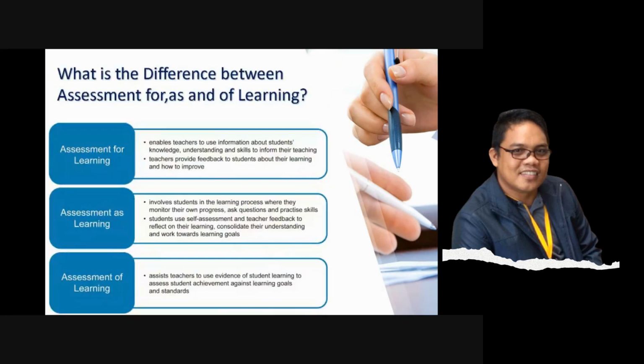Okay. But before that, let us discuss the difference between assessment for learning, assessment as learning, and assessment of learning. I know that you've discussed this one, but let us bring back those knowledge about basics. Assessment for learning enables teachers to use information about students' knowledge, understanding, and skills to inform their teaching. And after that, teachers provide feedback to students about their learning, how to improve.